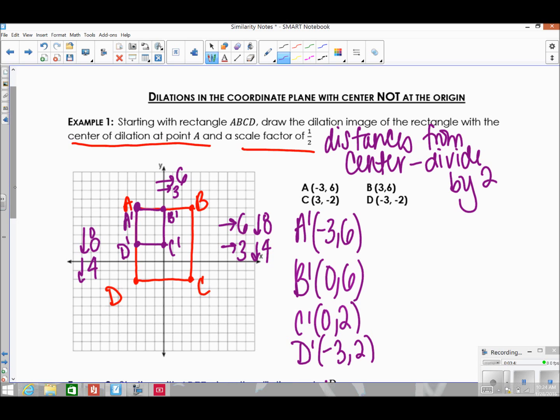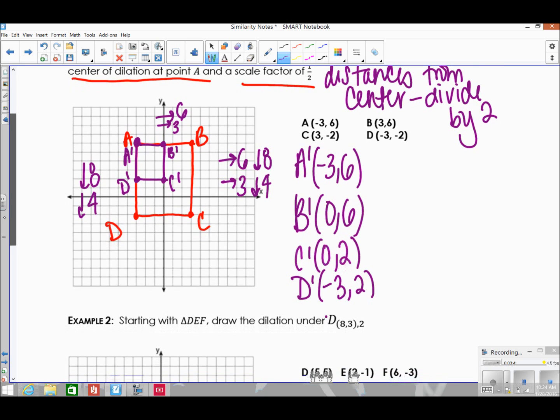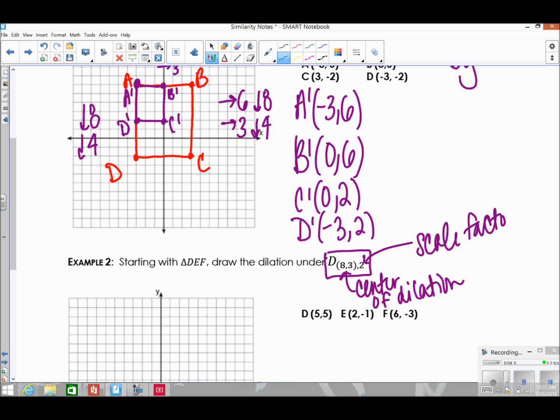So let's try another one like this. In example 2, instead of being worded like a description, it's going to give us a dilation in the notation format. So remember, when you see this, that first coordinate is the center of dilation. And this 2 represents the scale factor. So that means you're going to double the distances from the center.